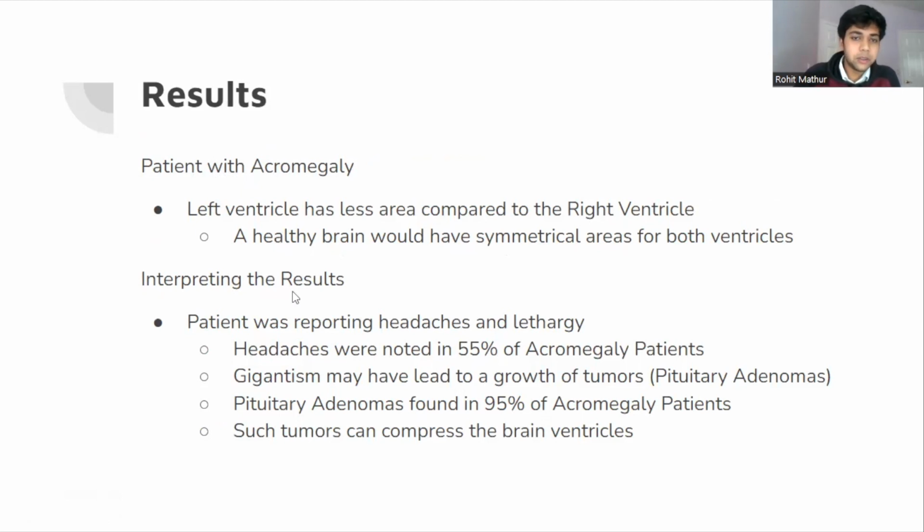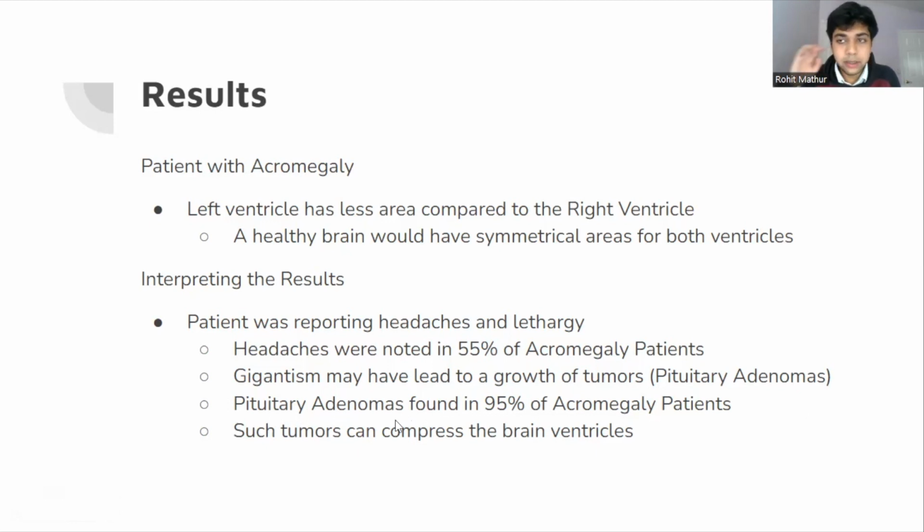Essentially, when I interpret the results, I see that patients were reporting headaches and lethargy. The case study I was studying was also reporting headaches and lethargy. But headaches are actually fairly common, with about 55% of acromegaly patients reporting headaches. And gigantism may have led to a growth of tumors, pituitary adenomas. Gigantism is again caused by the overproduction of growth hormones, and this is fairly common in acromegaly patients, as found in 95% of acromegaly patients.